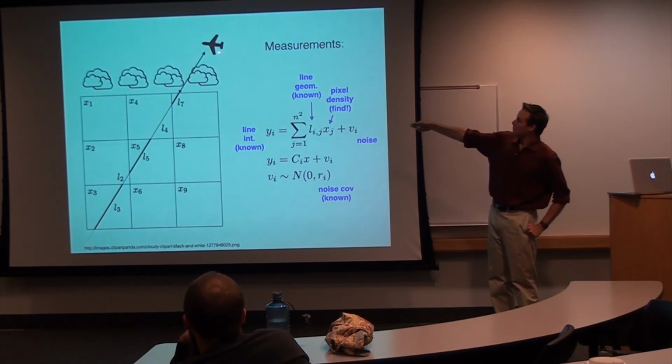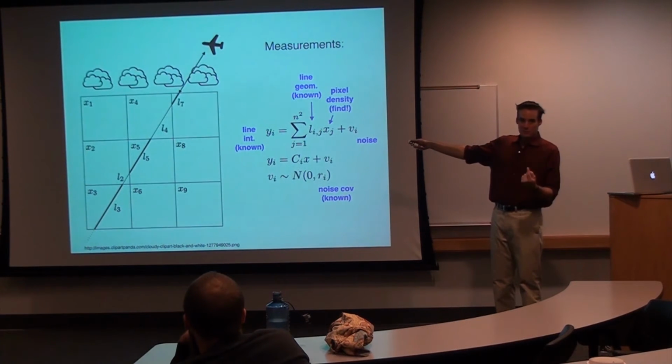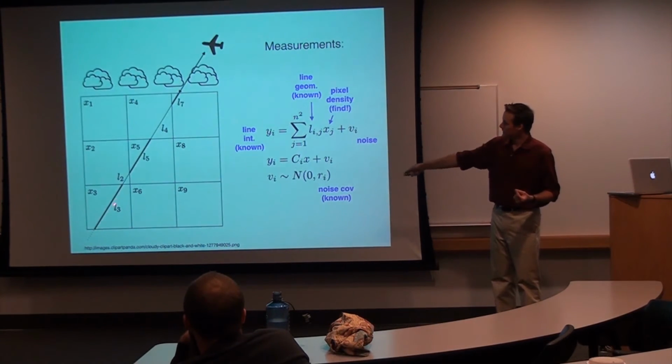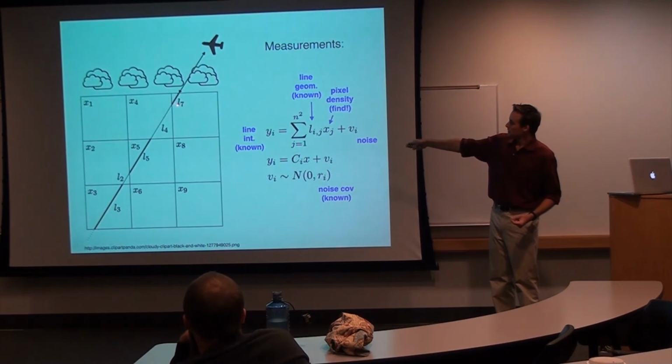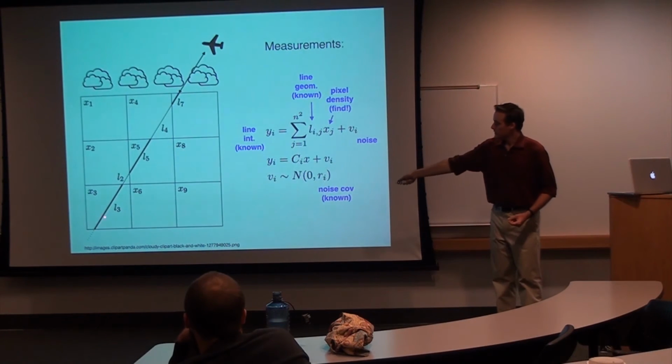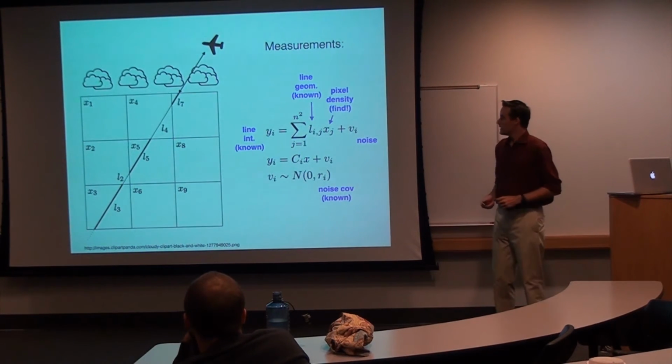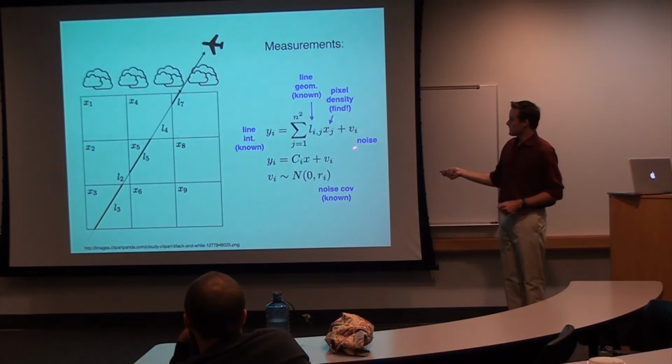What the airplane would read from this laser is one scalar measurement: this distance L7 times the density X7, plus this distance L4 times the density X4, plus this distance L5 times the density X5. The idea is it's the line integral of this line with all of the densities. Okay, and so we have an equation that looks like this.